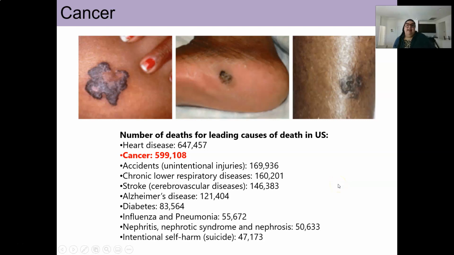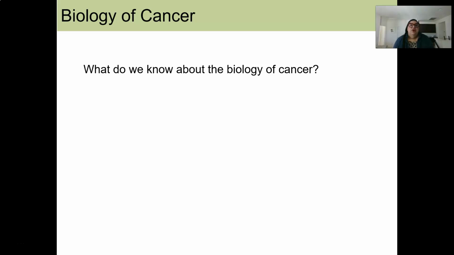So the second leading cause of death in the U.S., not in a pandemic year, is cancer. And below heart disease, almost 600,000 people die of cancer in a year. So in this lecture, we're really going to talk about the biology of cancer. What do we know about the biology of cancer?